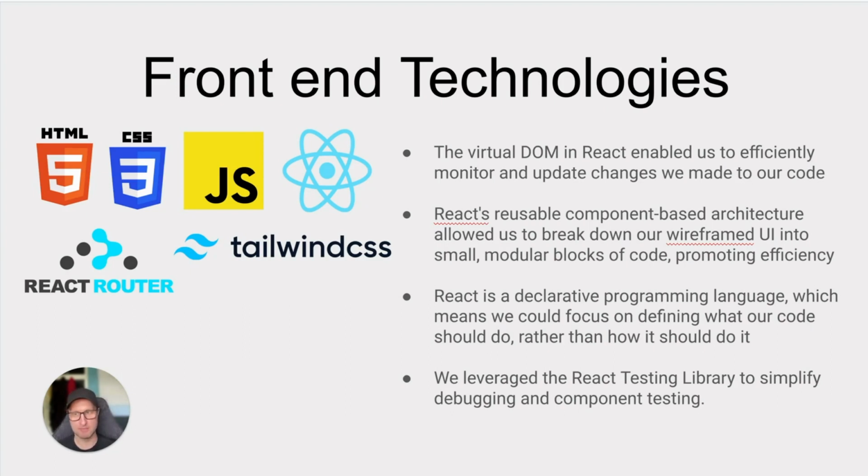The virtual DOM in React enabled us to monitor and update changes we made to our code efficiently. React's reusable component-based architecture allowed us to break down our wireframed UI into small modular blocks of code, promoting efficiency. React is a declarative programming language, which means we could focus on defining what our code should do rather than how it should do it. And lastly, we leveraged the React testing library to simplify debugging and component testing.